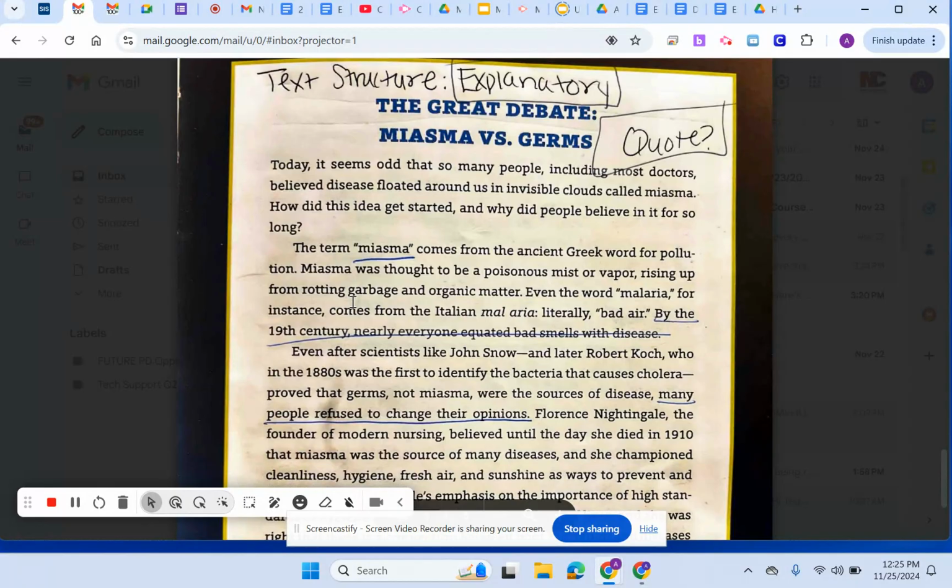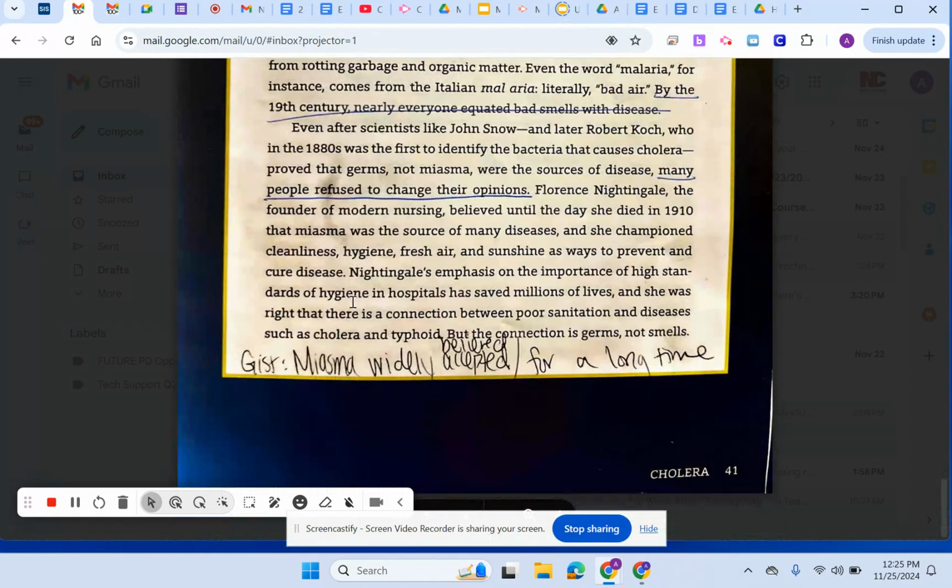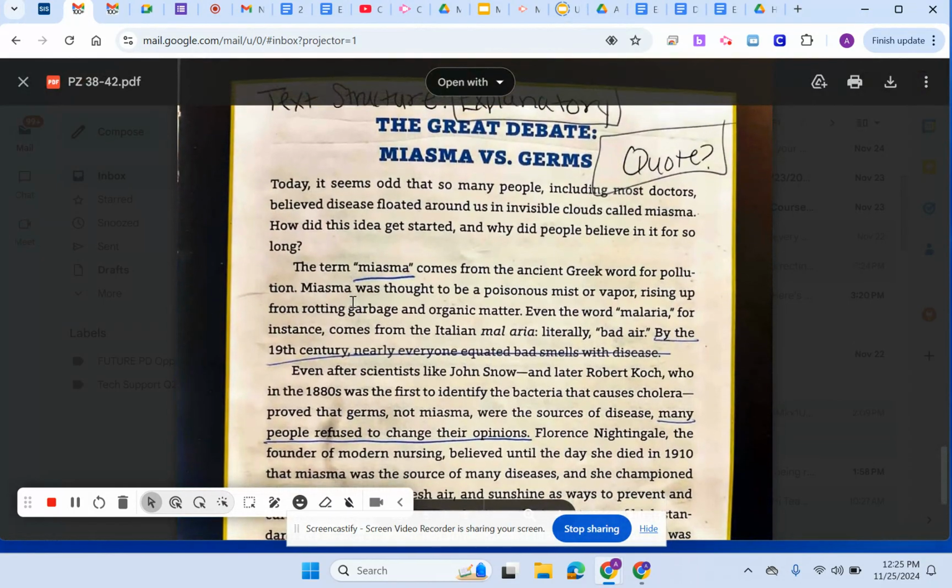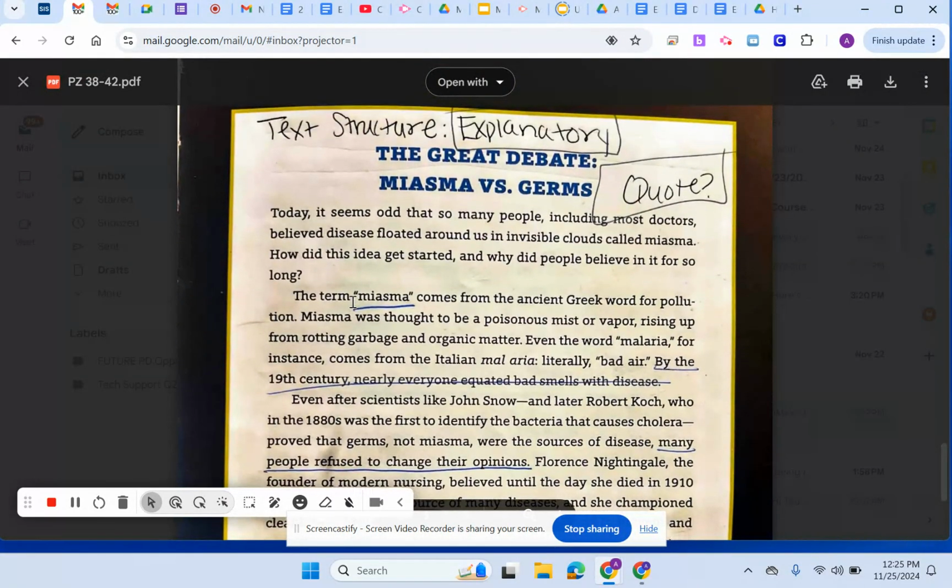The next section is called The Great Debate, Miasma versus Germs. This one is going to be on page 41. It's one of the feature pages with the blue border.